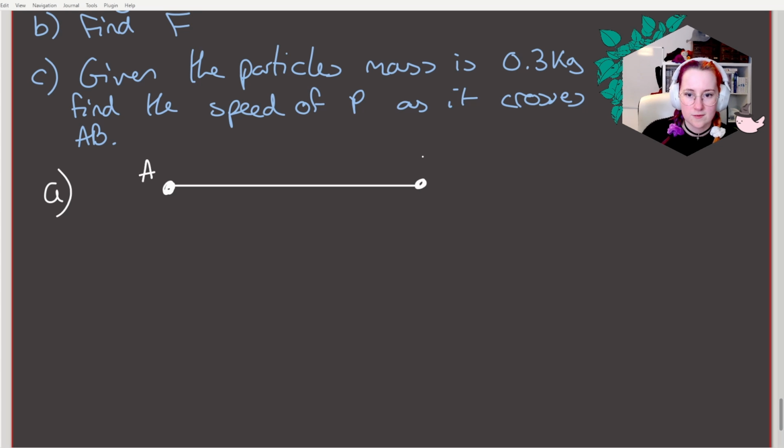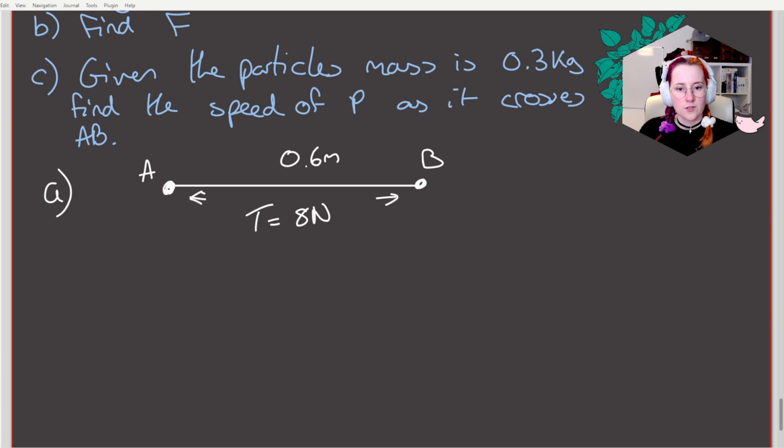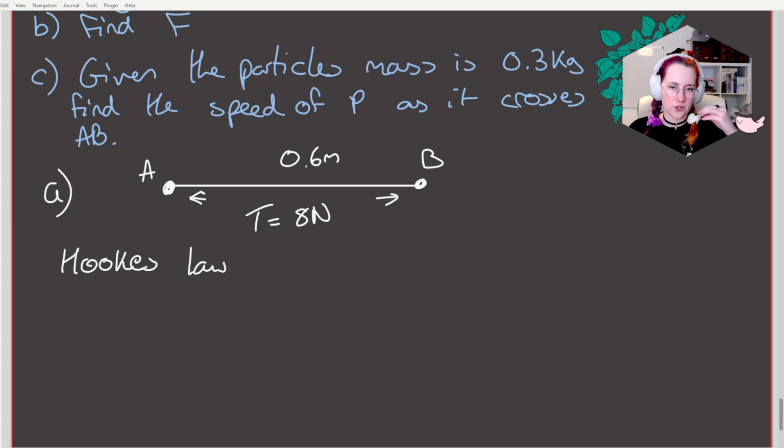So we have A, B. We're told that this is 0.6 meters, and we're told that the tension in the string is 8 newtons. So quickly, for Hooke's law, I'm going to do the same thing that I normally do with SUVAT equations, which is just write out all my variables, see what I'm missing.